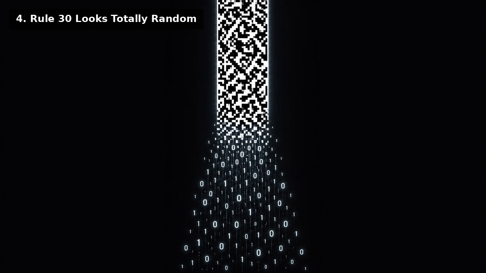Yet the middle column looks random even to careful tests. For years it generated random numbers in real software. Determined to the last cell, but unpredictable. Certainty and chaos, from a single rule.